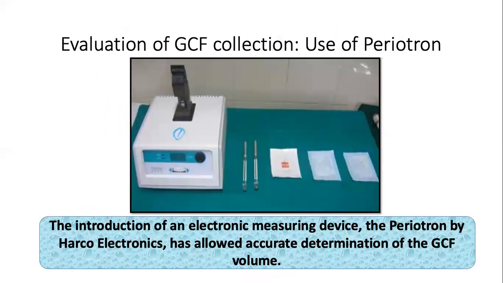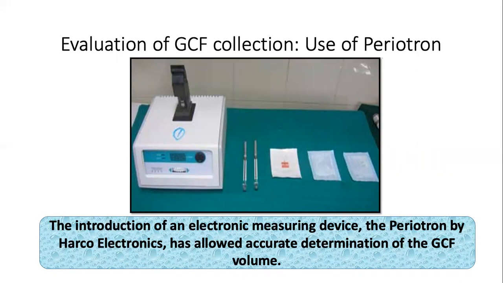Okay, so talking about the evaluation of GCF collection, the use of Periotron. Before the use of Periotron, there were those filter paper strips, which are called Whatman's Perio paper. They are usually wetted, and the wetted margins can be clearly demonstrated or made visible by staining them with a dye, usually ninhydrin. It is then examined planimetrically, or using a microscope, photograph, or magnifying glass.